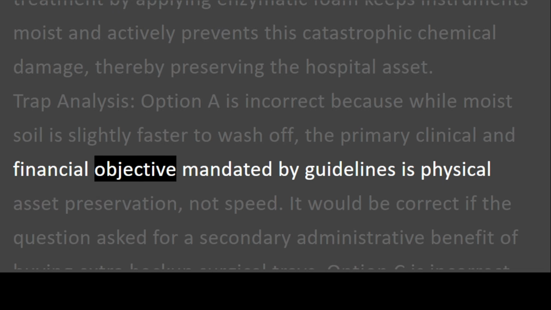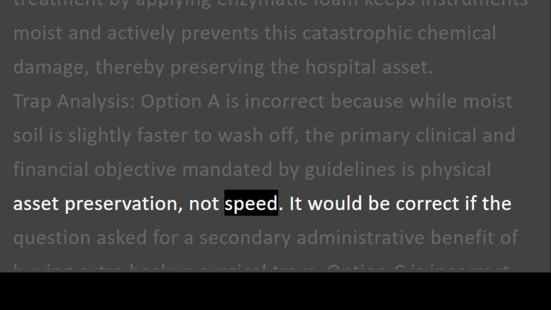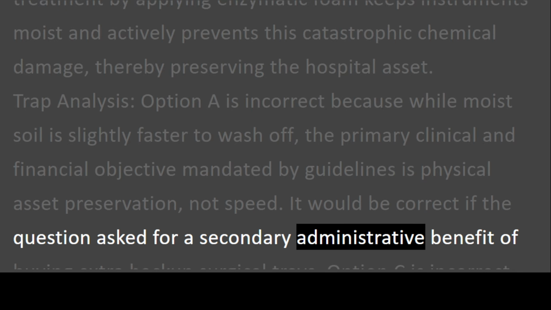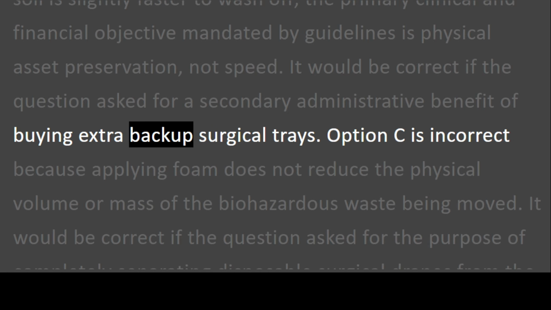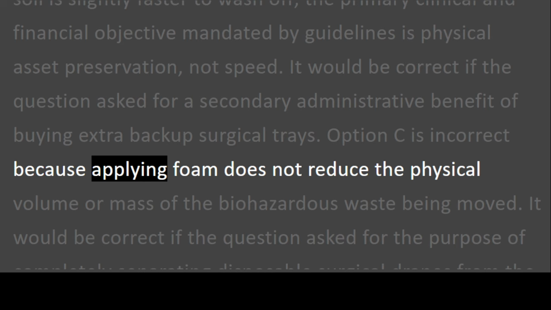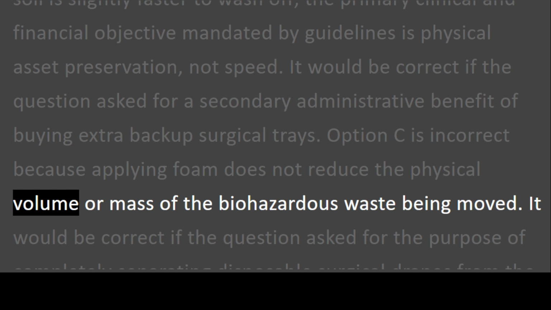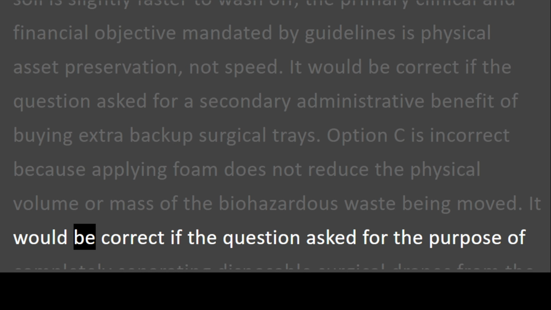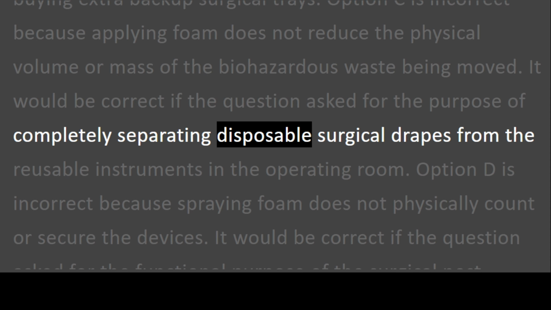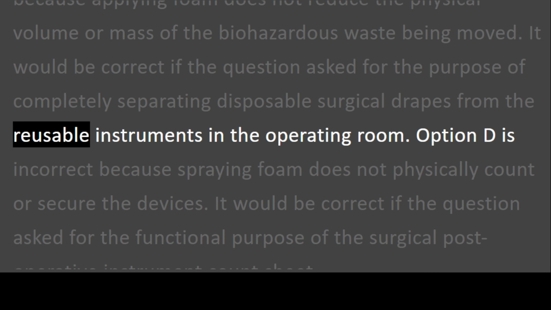and financial objective mandated by guidelines is physical asset preservation, not speed. It would be correct if the question asked for a secondary administrative benefit of buying extra backup surgical trays. Option C is incorrect because applying foam does not reduce the physical volume or mass of the biohazardous waste being moved. It would be correct if the question asked for the purpose of completely separating disposable surgical drapes from the reusable instruments in the operating room.